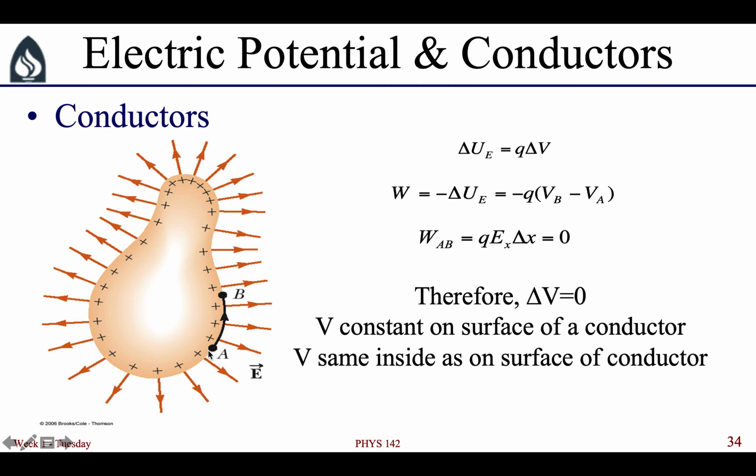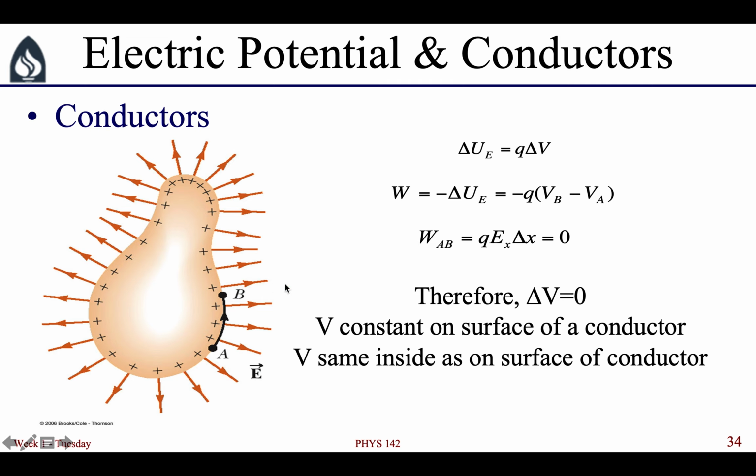So in moving a charge from point A to point B on the surface of a conductor, the potential difference is 0. That means that the electric potential is constant on the surface of a conductor. The voltage is constant. So if you were to find the voltage at any point on the conductor, the voltage is the same everywhere else on the conductor.